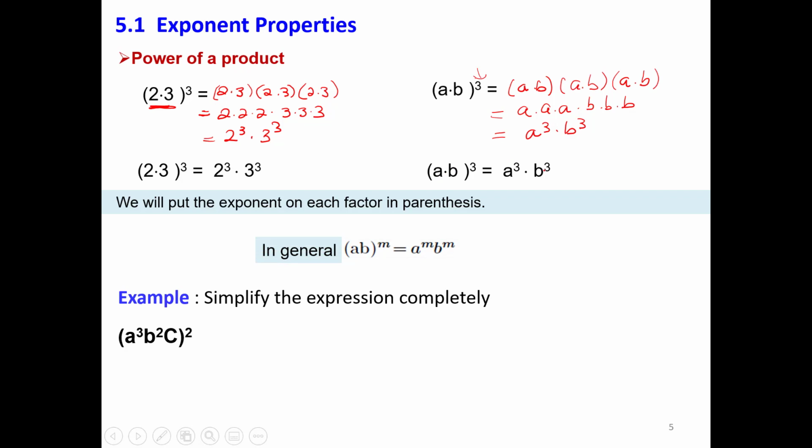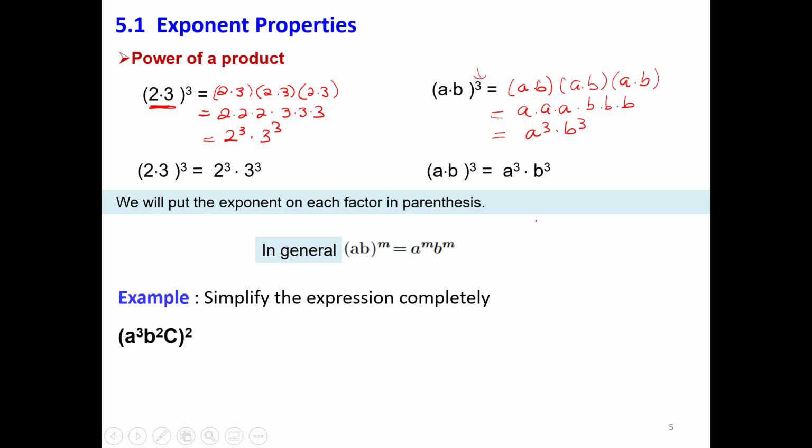In general, if we have this kind of problem, we put the exponent on each factor inside of the parentheses. Again, this is valid if the exponent is positive or negative. We can apply the same rule in any case. Now let's try to apply this property to the problem we had here.